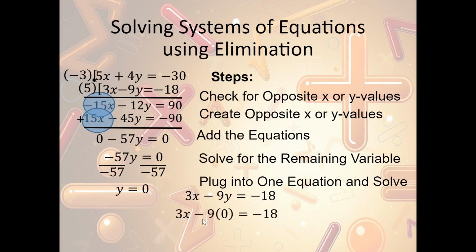Now I have 3x minus 9 times 0, which is just 0, is equal to negative 18. So this just drops out. I'm left with 3x is equal to negative 18. Divide both sides by 3, and I get x is equal to negative 18 divided by 3 is negative 6.